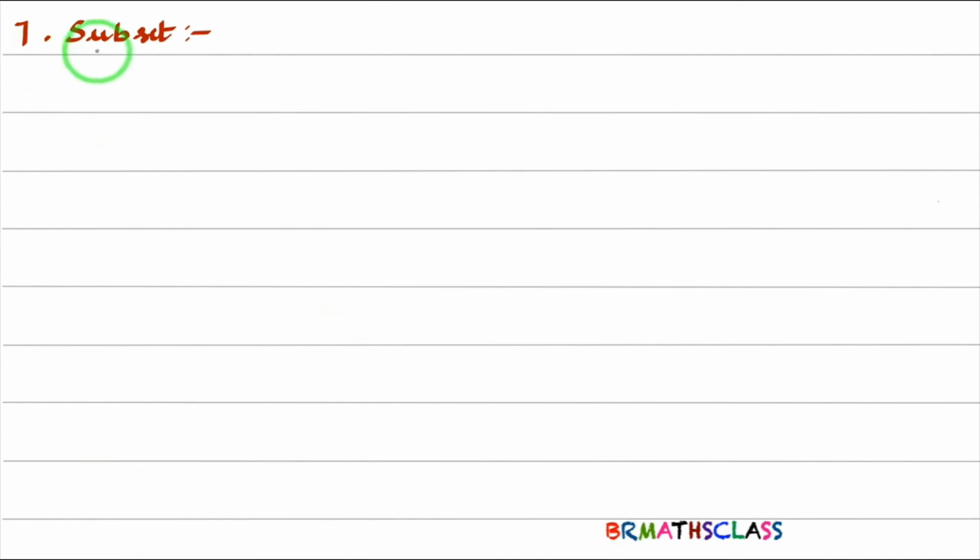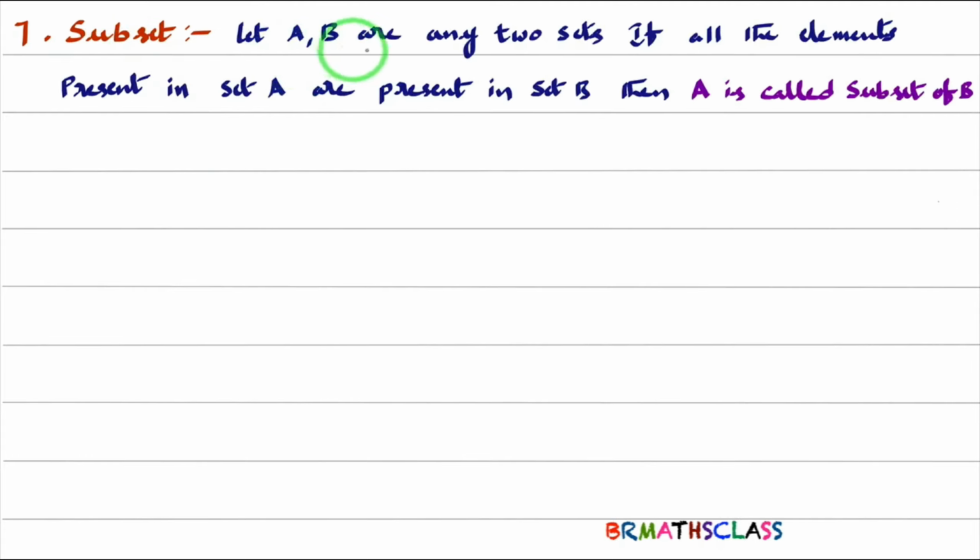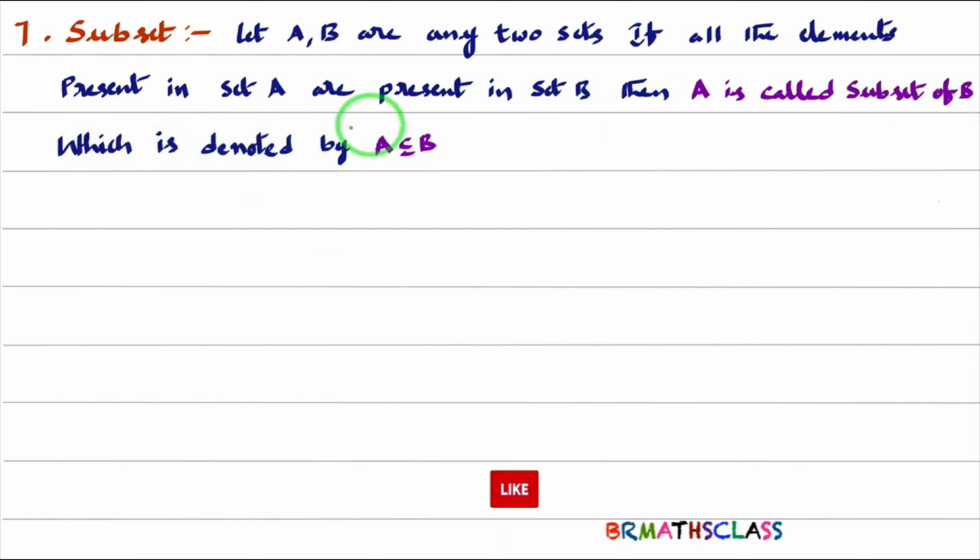This is the seventh synopsis. Here we will learn what is subset. We will learn the definition of subset, few examples to understand subset, and 5 important points related to subset. First, we will try to understand what is the definition of a subset. Let A, B are any two sets. You consider two sets A and B. If all the elements present in set A, that means every element present in set A are present in set B, then A is called subset of B, which is denoted by A is subset of B.